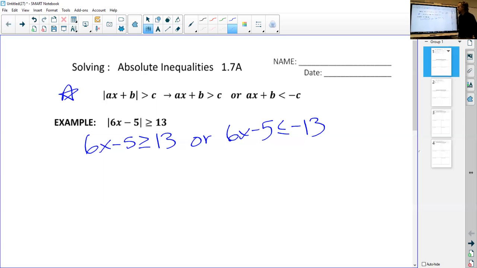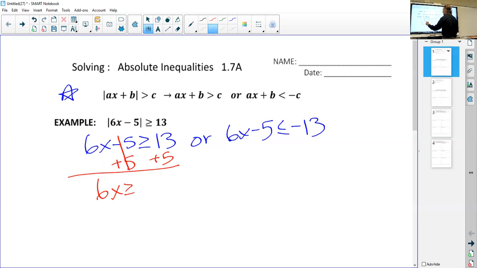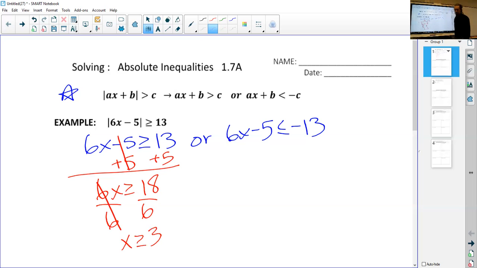Let me just solve these like we did with inequalities. You want to get x by itself, so you want to get rid of minus 5. So you do plus 5 on both sides. It's going to give us 6x greater than or equal to 18. And then we just divide both sides by 6, and we get x greater than or equal to 3. Okay, that's half of our answer.